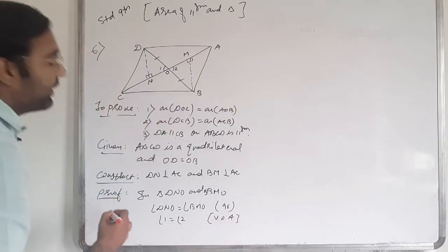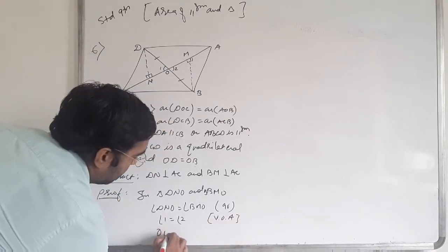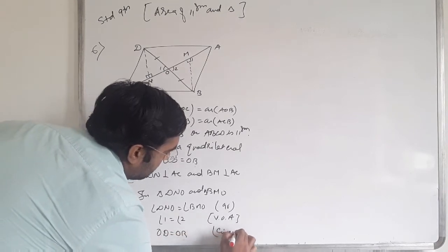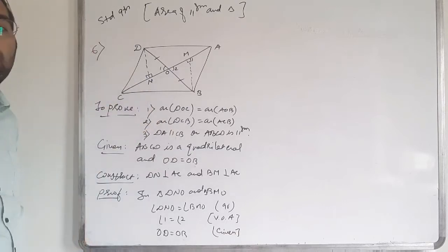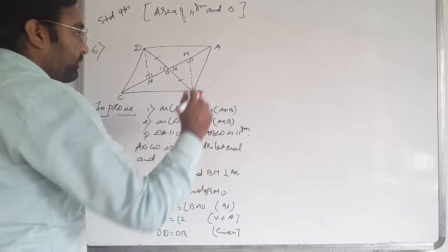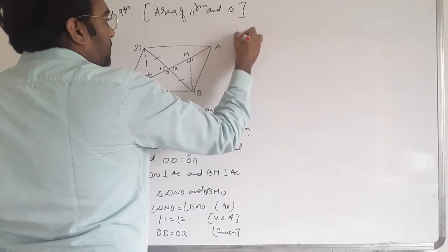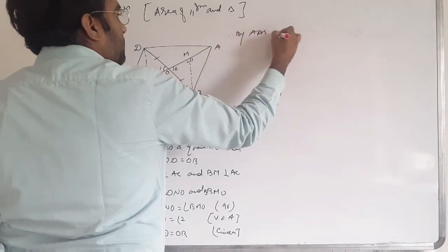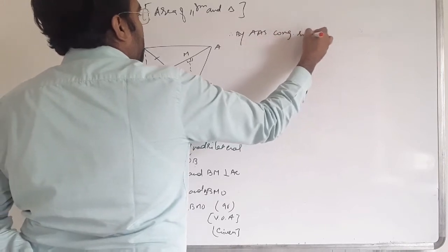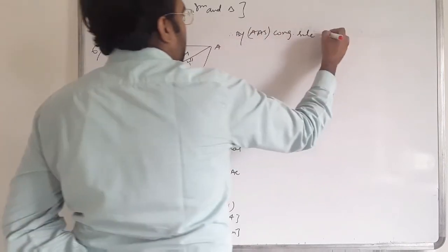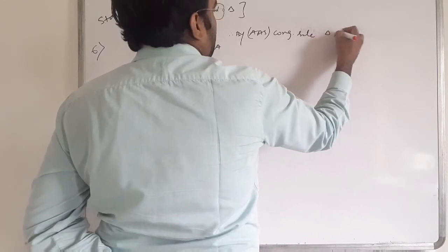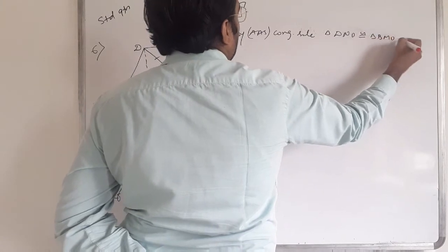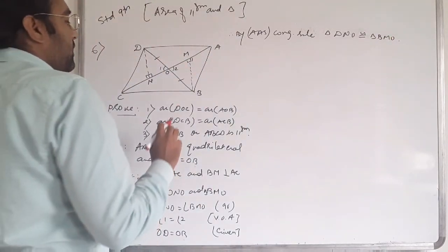And OD is equal to OB, that is given. So therefore, by the angle side congruency rule, triangle DNO is congruent to triangle BMO. Clear? Now by the CPCT rule, DN is equal to BM.